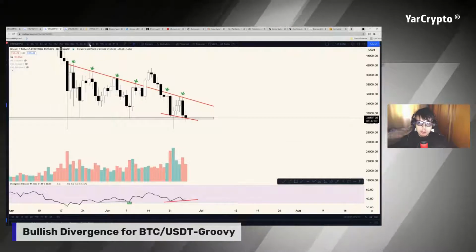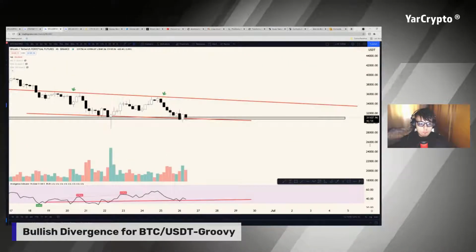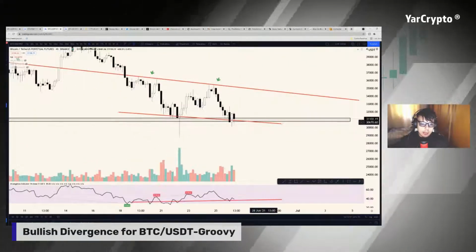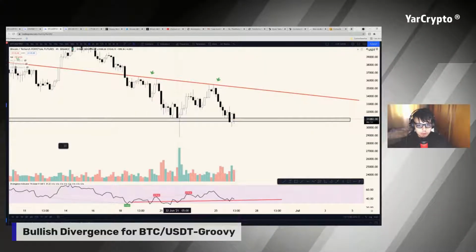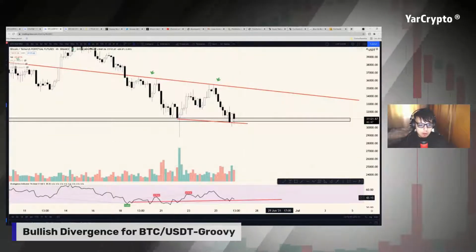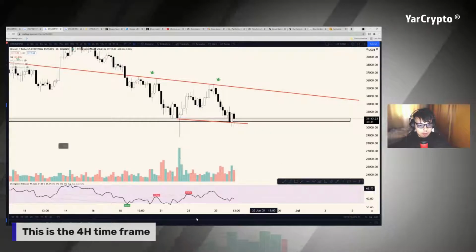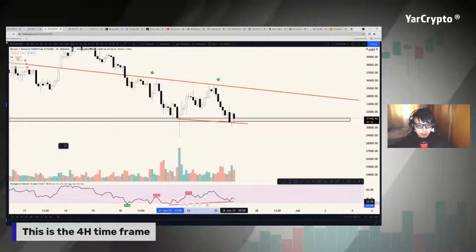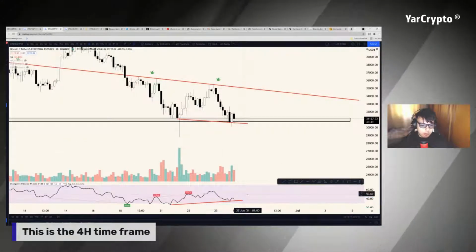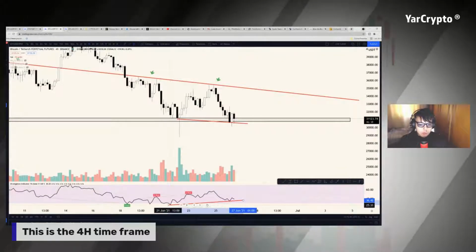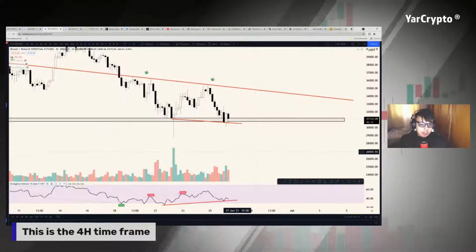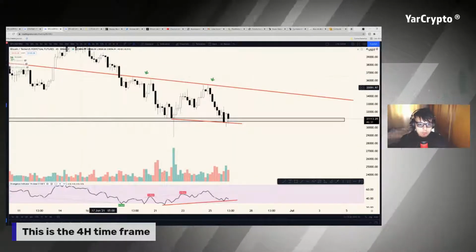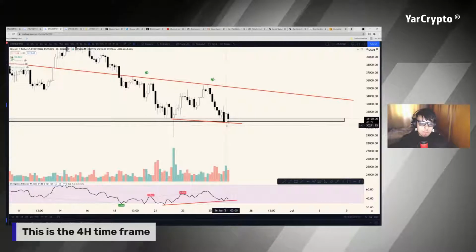But if we look at the 4-hour, we can also see a bullish divergence being formed. If you look here, we have this lower low, and on the RSI we have continuously made higher lows as well. So we could potentially be seeing a bottom here and a validation of the Wyckoff method for BTC.